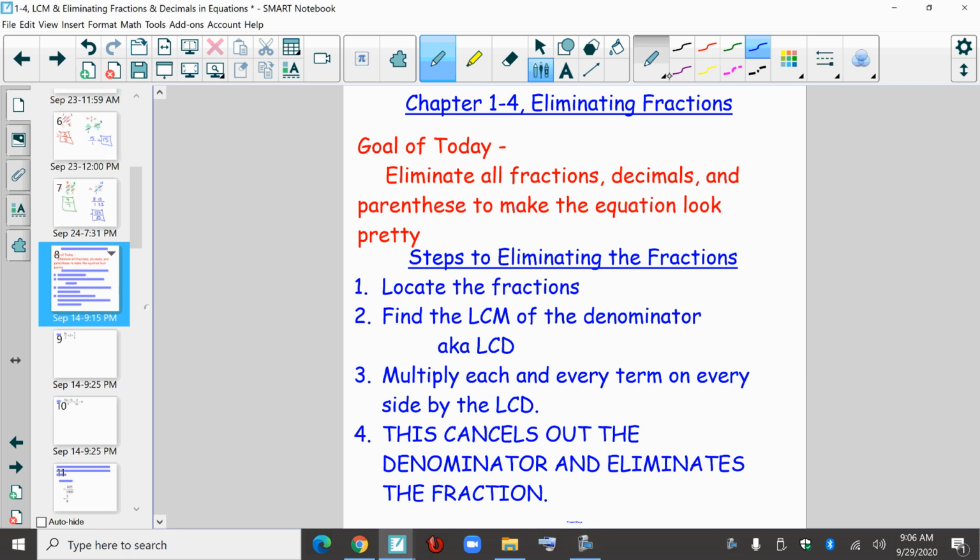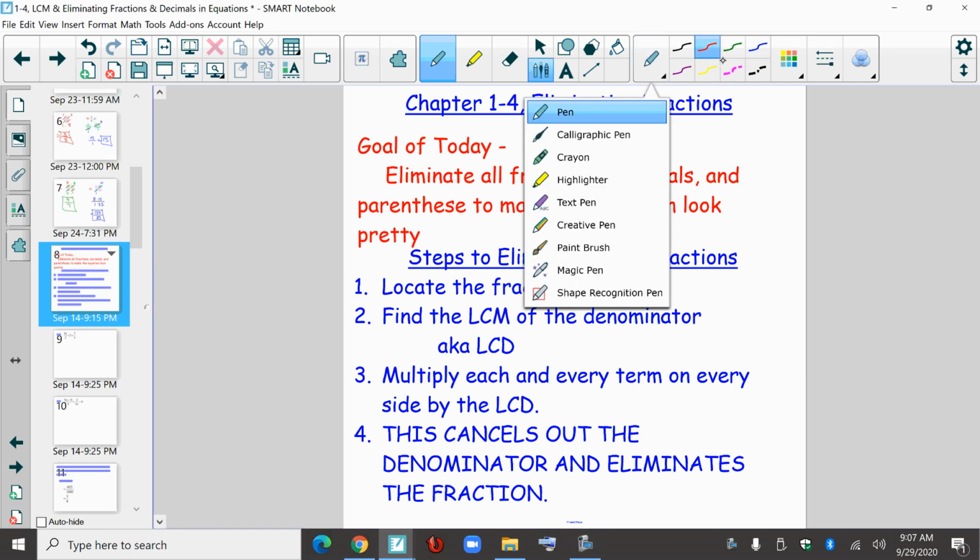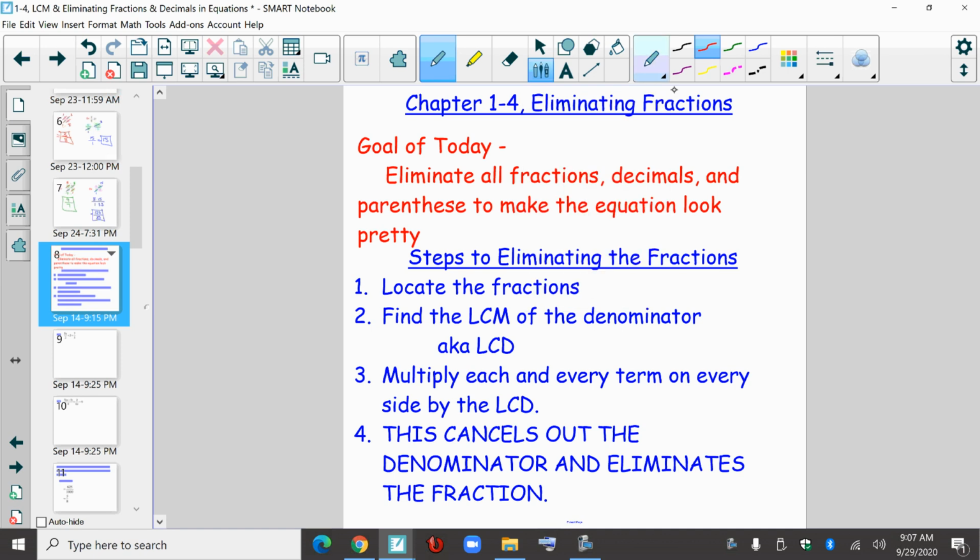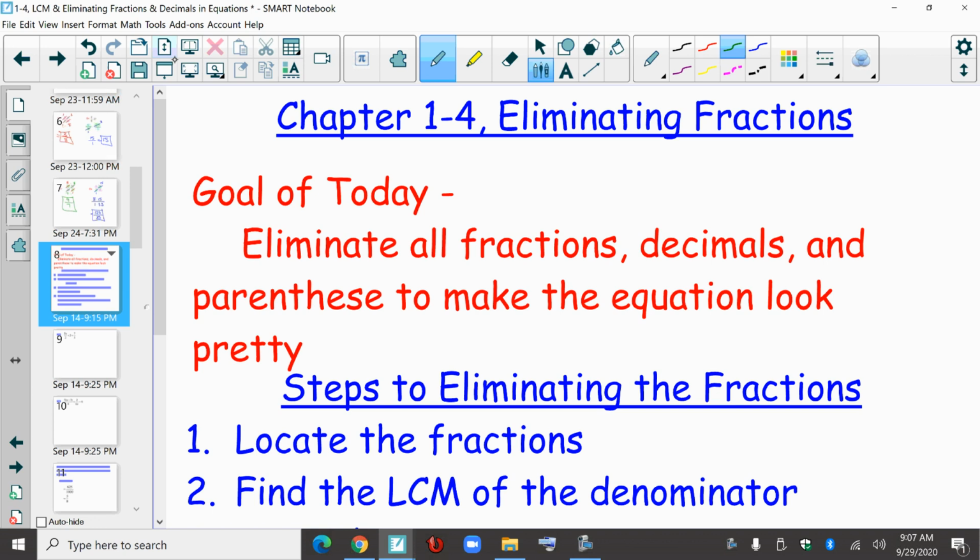All right, guys, today what we're going to be doing is we are literally going to be trying to get rid of nasty little fractions. Fractions are what you guys do not like. Your goal today, whenever you see a fraction or a decimal in a problem, is to eliminate all the fractions and decimals in the parentheses to make the equation look pretty. That's your goal. No fractions, no decimals, no parentheses. That's all you have to do today.